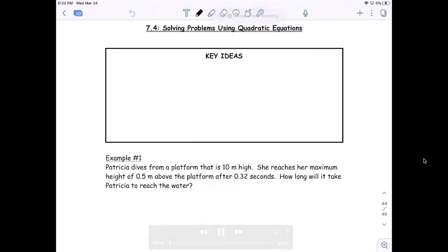Okay, so we're going to do lesson 7.4, solving problems using quadratic equations. This is the last lesson, and it's 4 word problems, and you're going to see that they come up a lot. So what you want to remember is that the key idea is that you can write it in vertex form if they give you, for example, things that can help you for the vertex and maybe one other point.